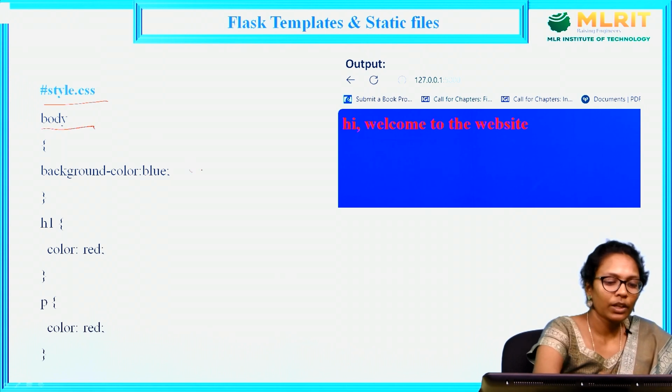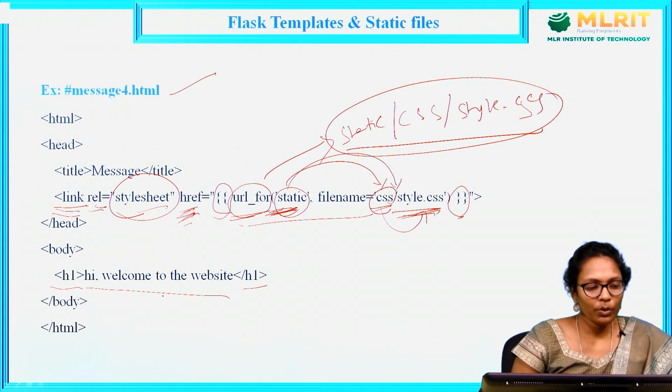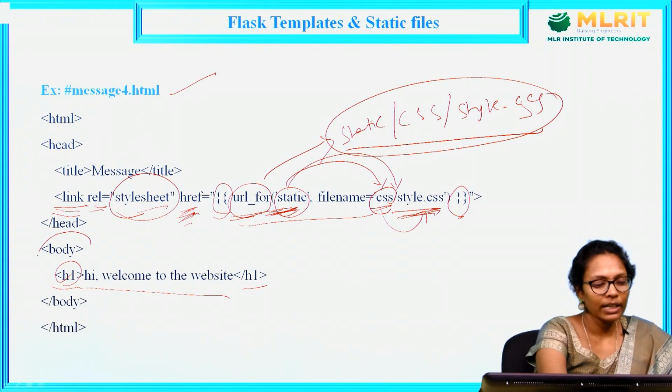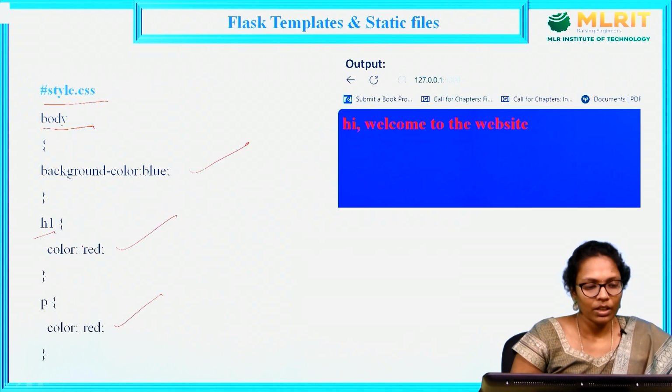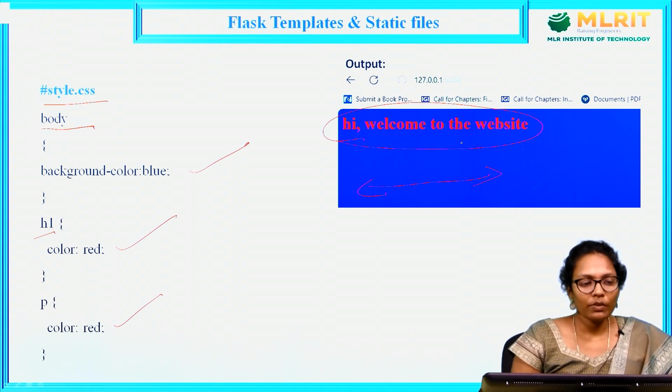Now what is that CSS file? style.css contains this content. For body, the background color is blue. For h1, the color is red. For p, the color is red. But in our HTML program, we used only h1 and the body. So this is the output I'll get. Background I'm getting as blue, and for the heading you're getting red color. Now we will try to execute this.